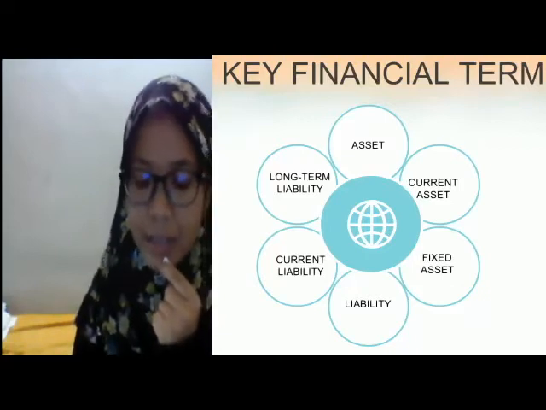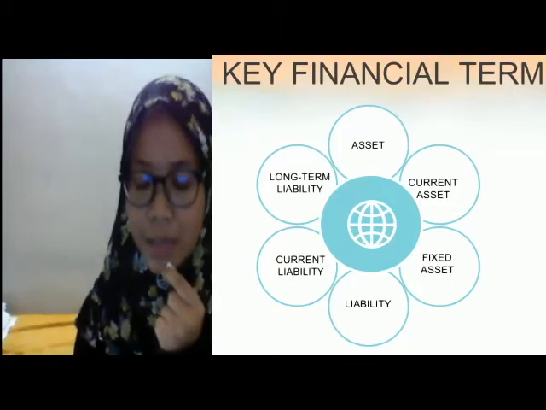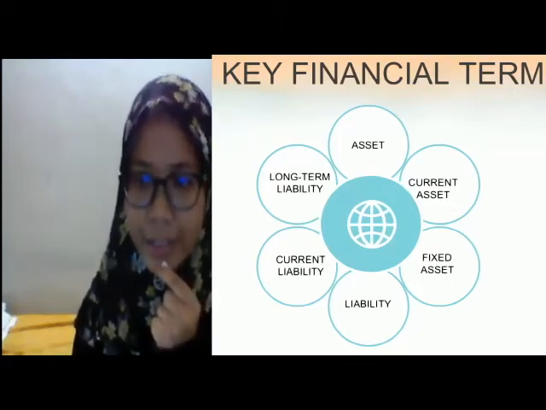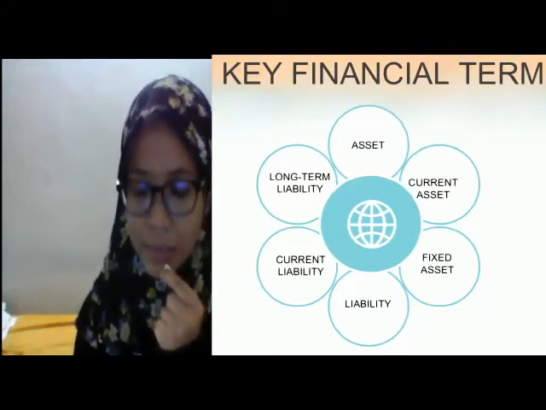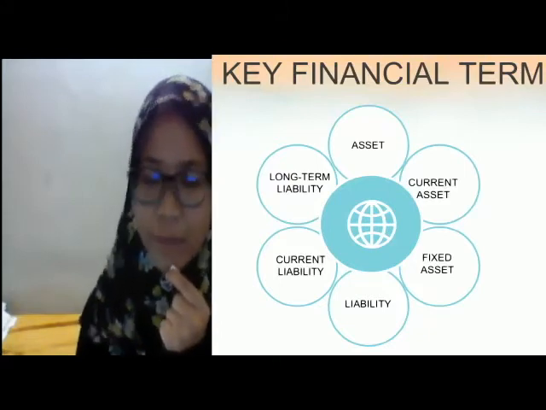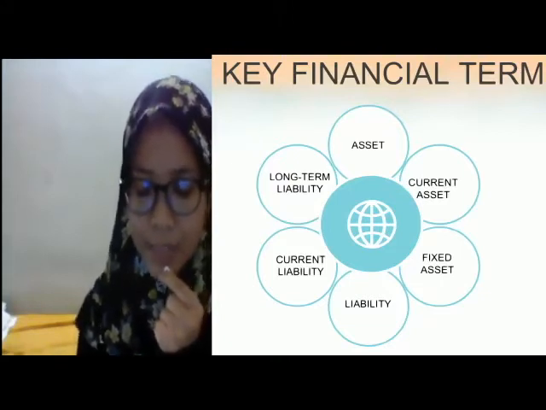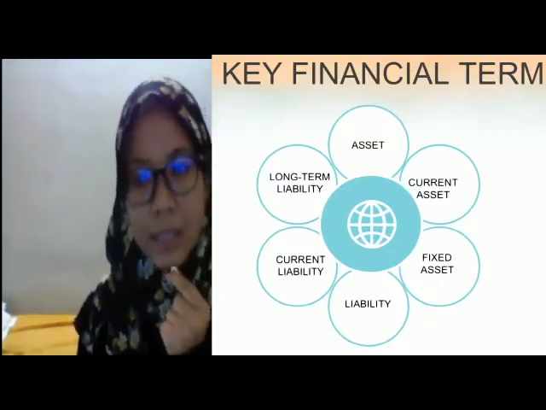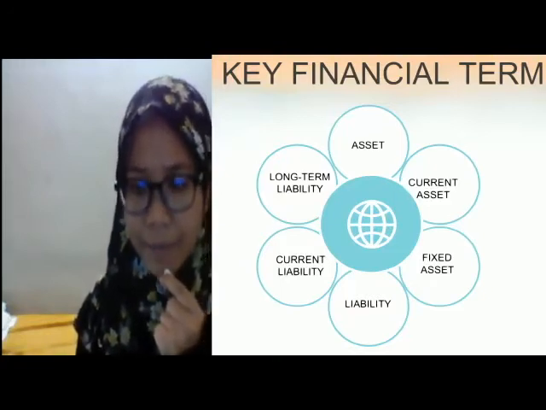Current asset refers to an item that can be converted into cash in a short time period. And then the third one is fixed asset. Fixed asset refers to an asset that is long term in nature and cannot be converted into cash quickly. And then the fourth one is liability. Liability is a debt or obligation that the firm has.